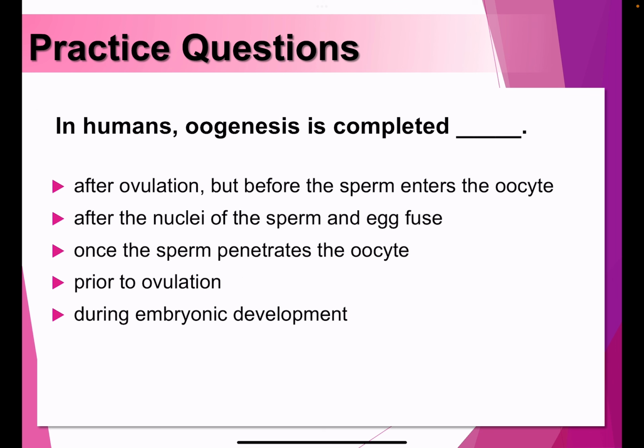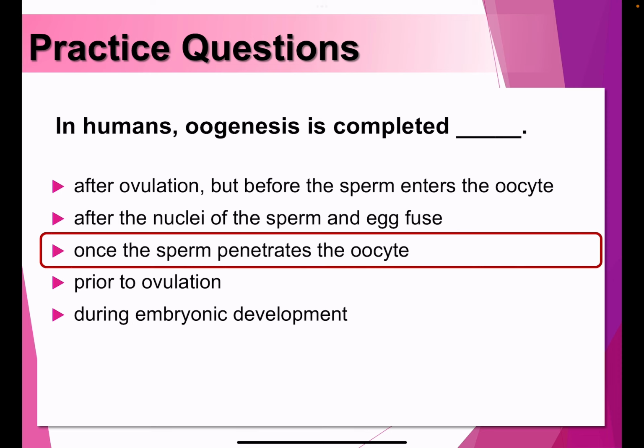In humans, oogenesis is completed once the sperm penetrates the oocyte, fertilization, no other time. This is the only time when oogenesis can be completed, when the oocyte is fertilized by a sperm.